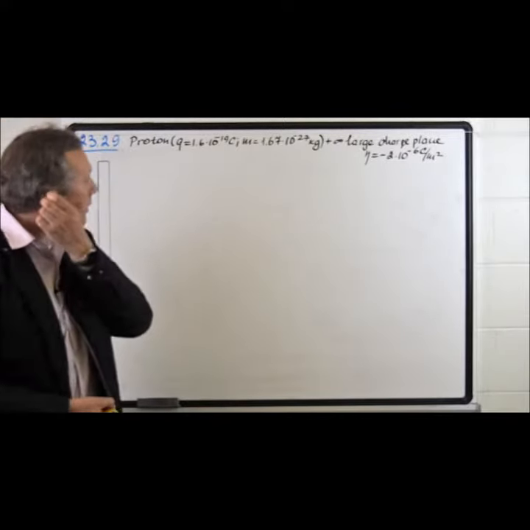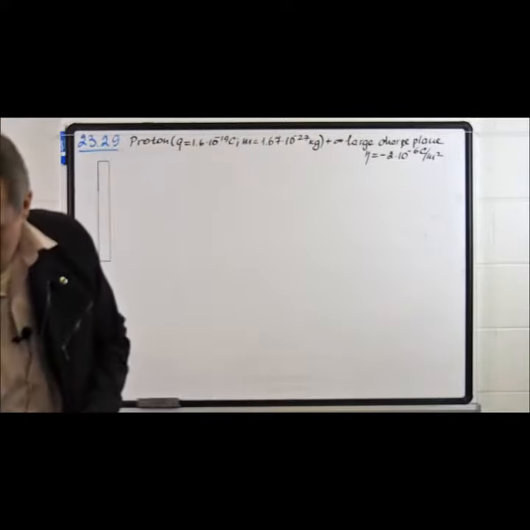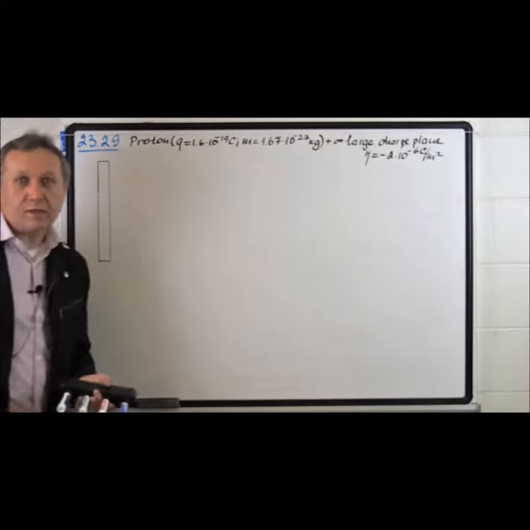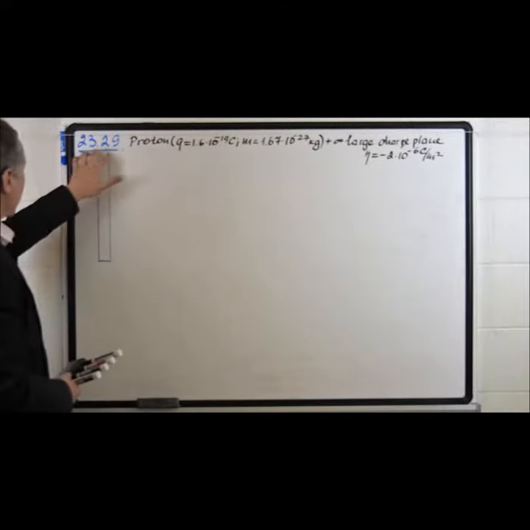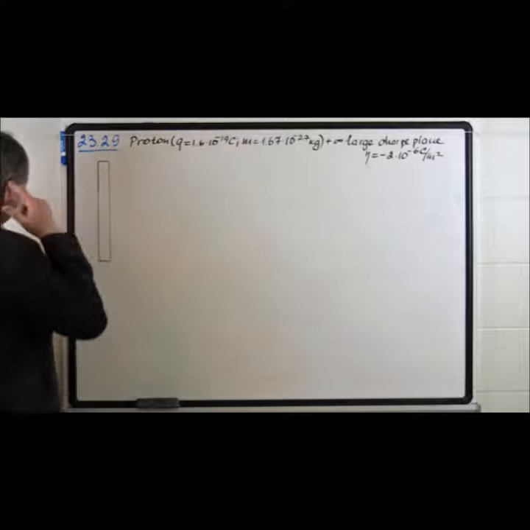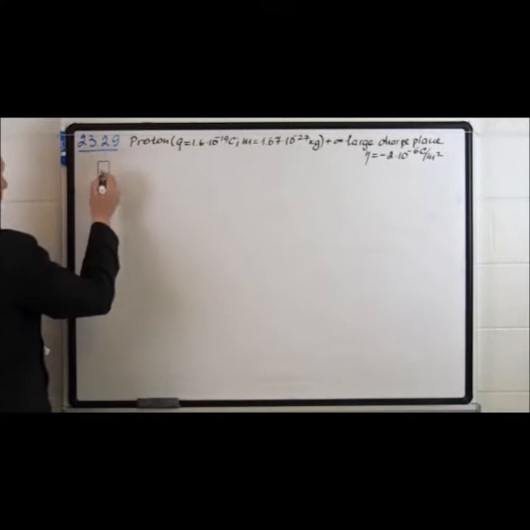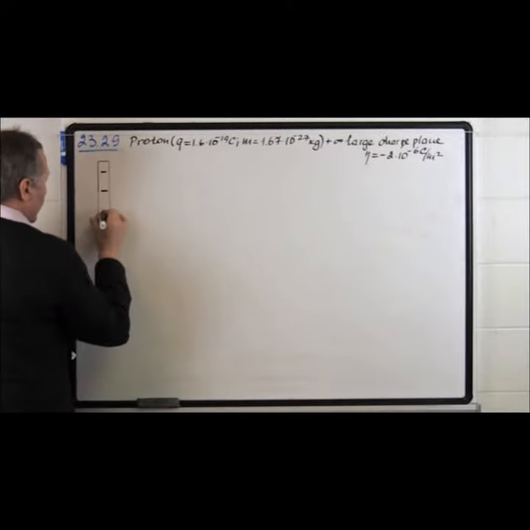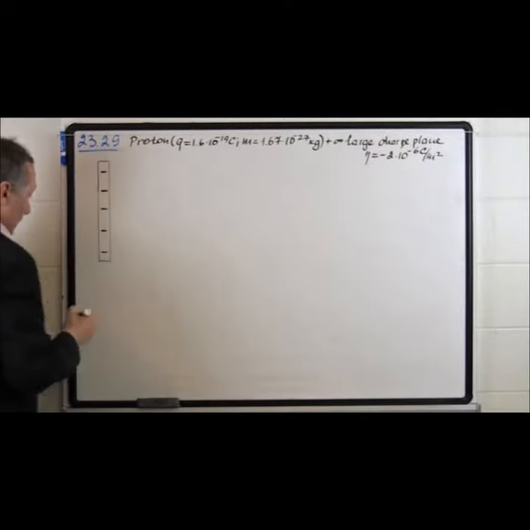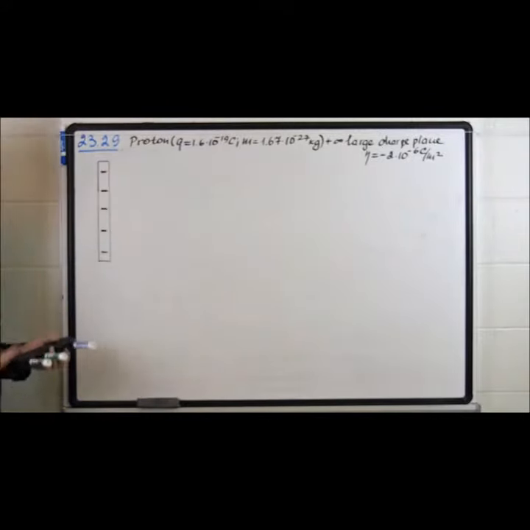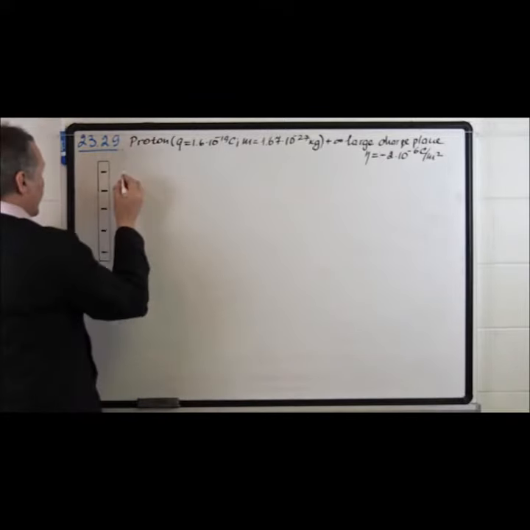Okay, so now let me sketch this physical situation, and then we'll start discussing what can be done to solve this problem. This is problem 29 from chapter 23. So this infinitely large charged plate is negatively charged. Let me draw first the electric field lines. This plane, of course, creates a uniform electric field.